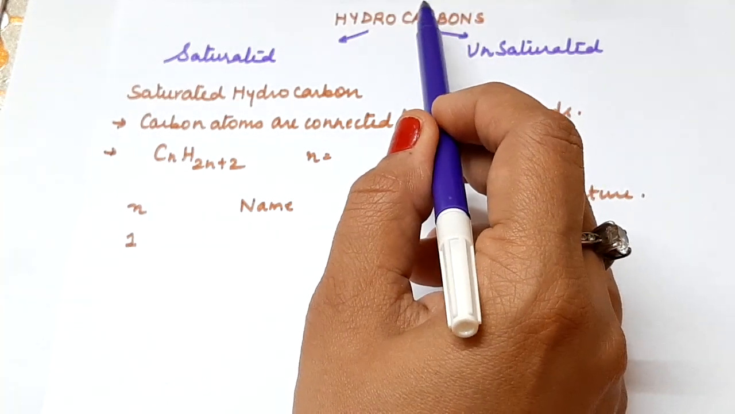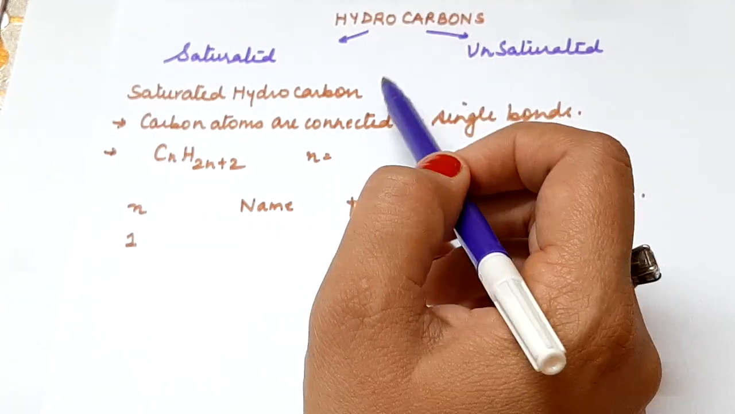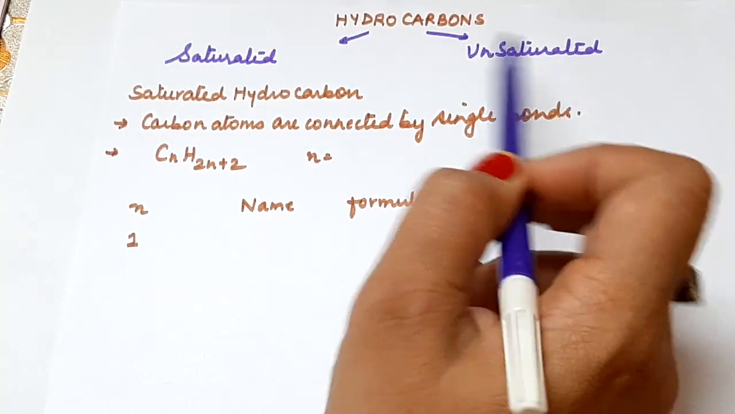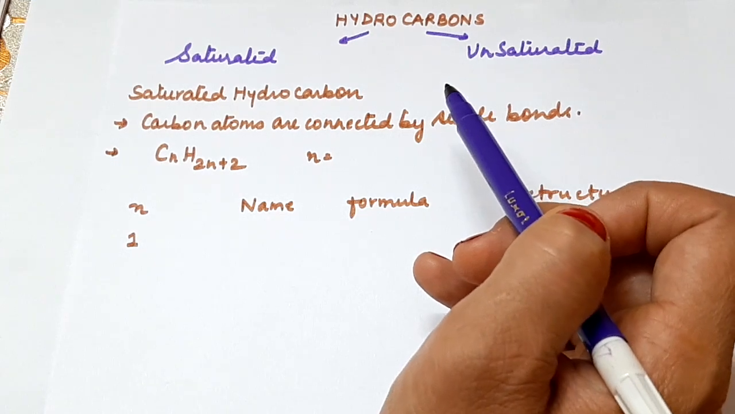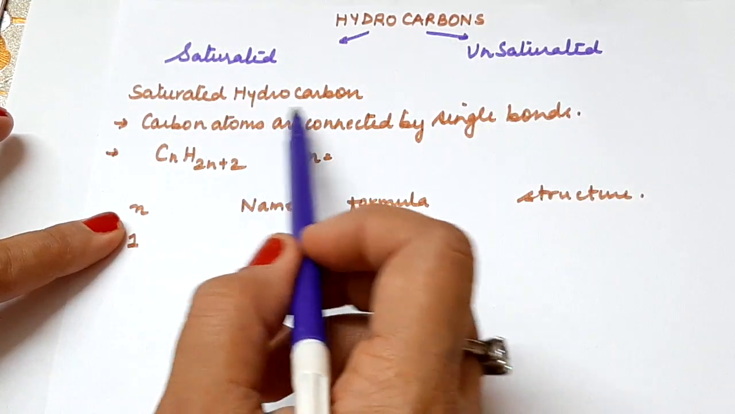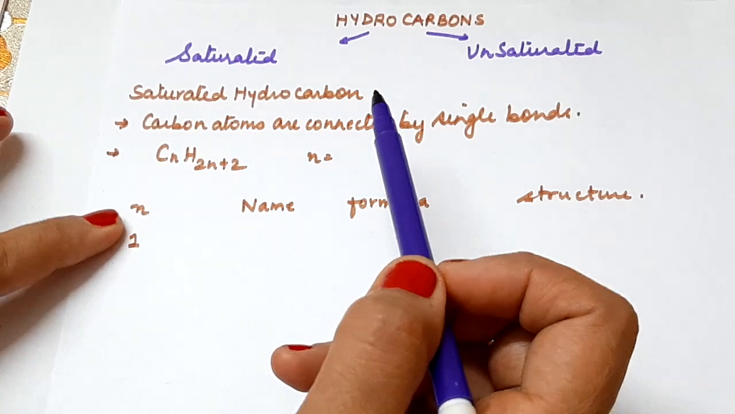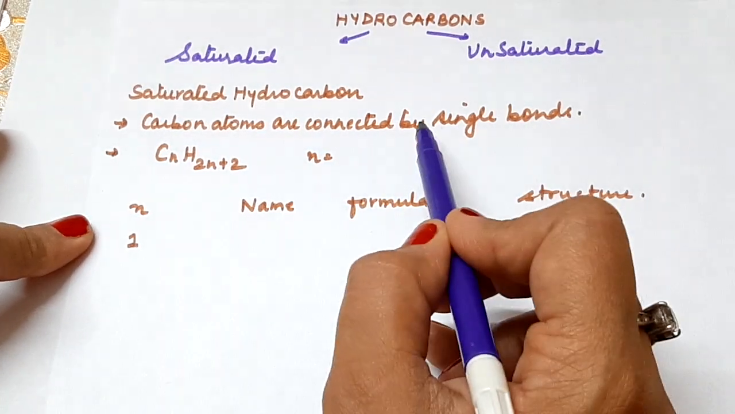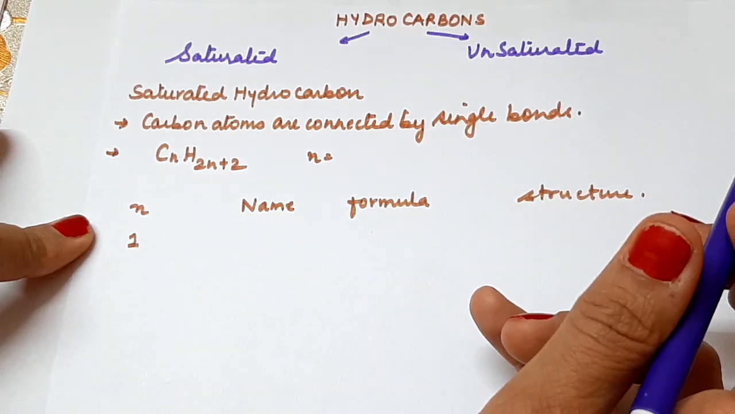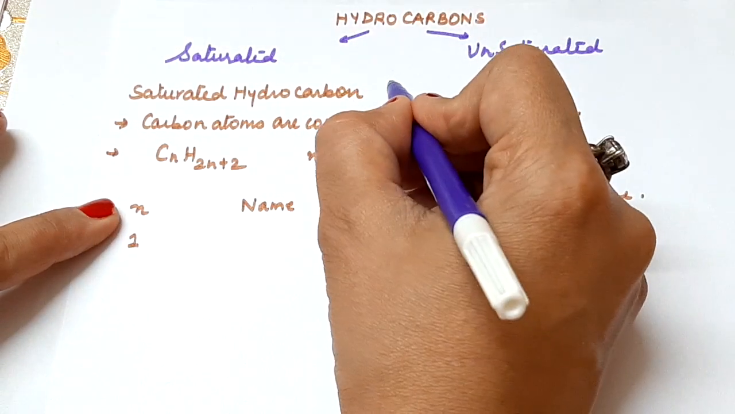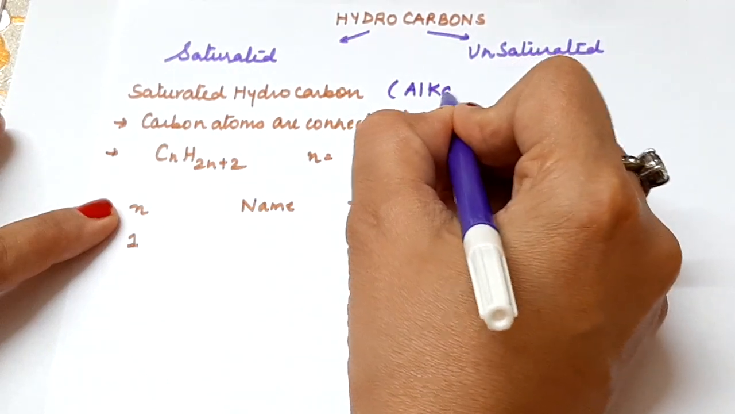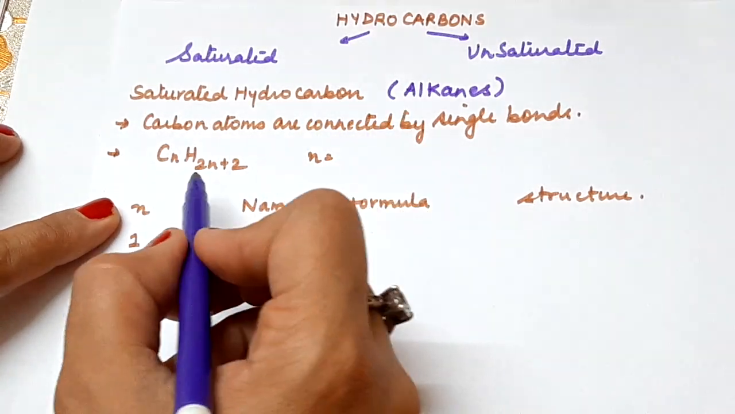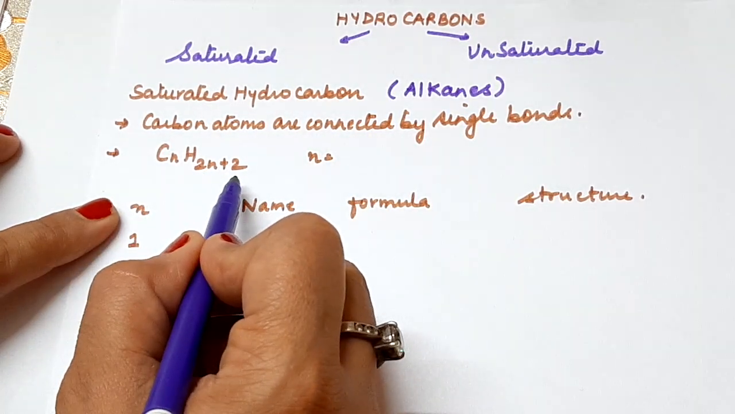Now, there are two types of hydrocarbons that we are going to study today. One is saturated and another is unsaturated. So let's start with saturated hydrocarbon first. Now, in saturated hydrocarbon, the carbon atoms are connected by single bonds, and that too covalent bonds. That is, they are connected by single covalent bonds. Now, saturated hydrocarbons, we also call them alkanes. Right? So the general formula for alkanes is CnH2n+2.